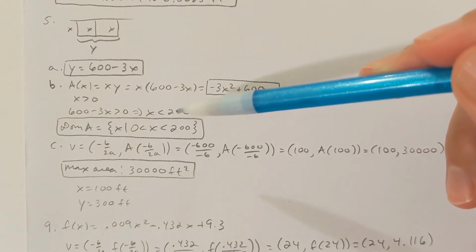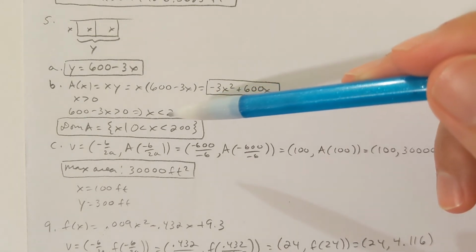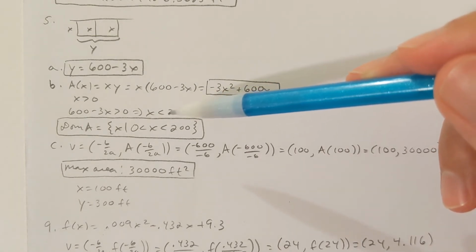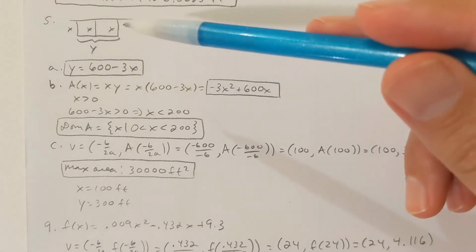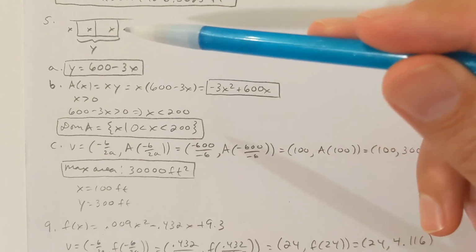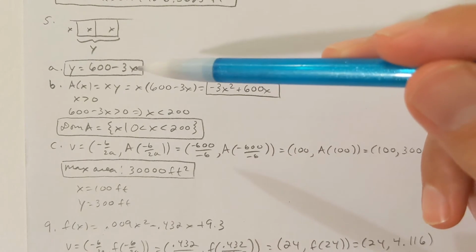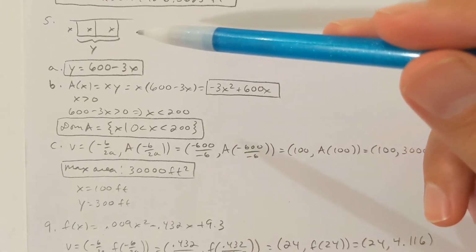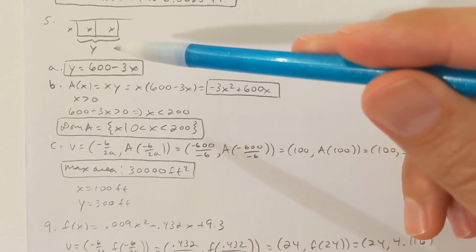Okay, the domain of A, therefore, is the set of all x such that x is greater than 0 and at the same time less than 200. See, if x is 200, then I've got 200, 200, 200. I've already maxed out my amount of feet for the enclosed area, all 600 feet. And I don't have anything for y then.